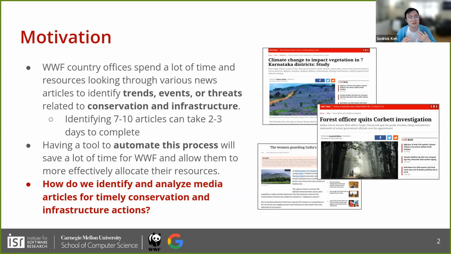And so having a tool that can automate this process is really helpful for WWF to be able to more effectively allocate the resources to what they do best, which is taking action on these articles. So the research question we wanted to solve was, how do we identify and analyze media articles for timely conservation and infrastructure actions? Now, conservation, we all know, is things such as natural disasters, habitat destruction, and so on.